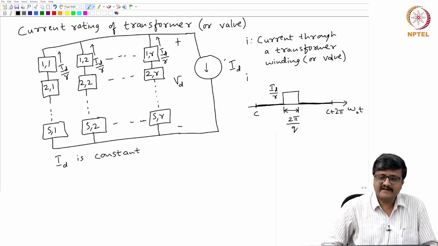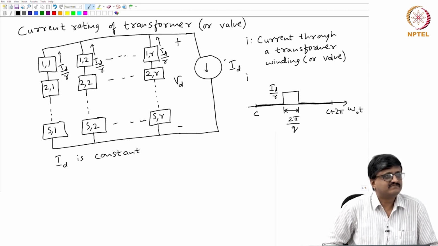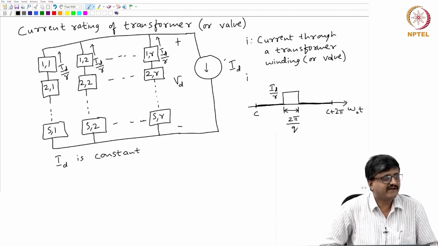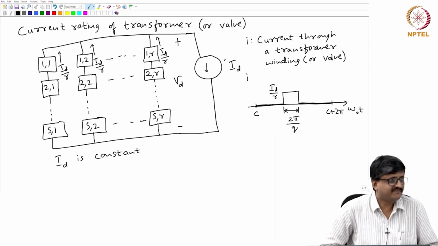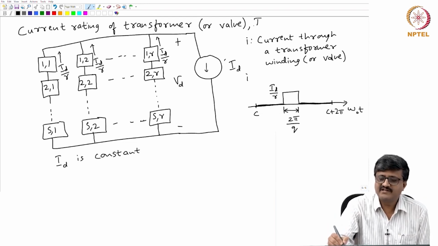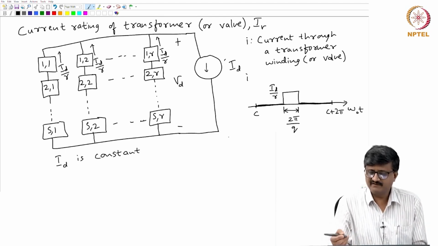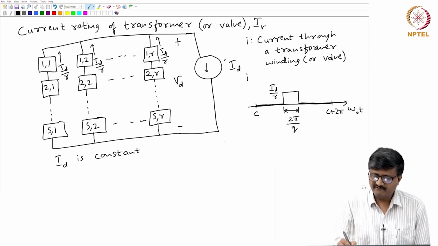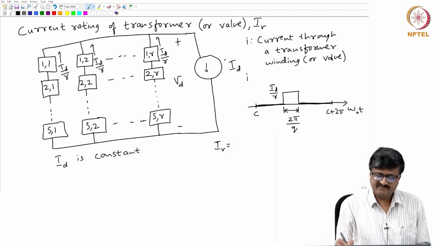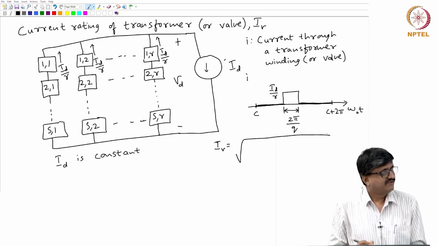Now the question is, if I want the current rating, how to get it from this? I just mentioned that by current rating, we mean the RMS value. So I have to get the RMS value of this. We denote the current rating of a transformer or a valve by the notation Iv, V for valve. It is the RMS value, the root mean square value, of the current through the transformer winding or valve. So I have to take the square root of the mean.